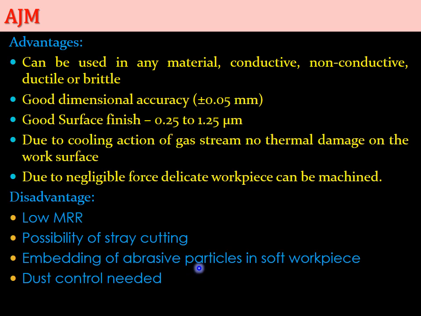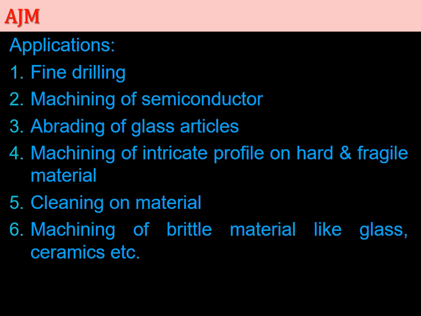embedding of abrasive particles in a soft workpiece, and dust control needed. These are the major disadvantages of the AJM process. The general uses are fine drilling, machining of semiconductors, abrading of glass particles, and cooling on metals, machining of metal alloys. Okay, these are about the AJM process.